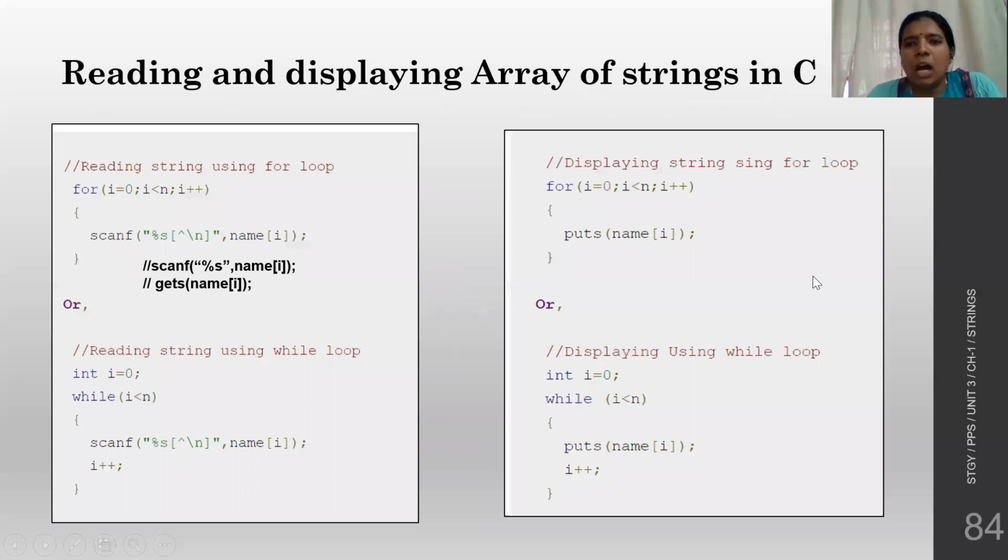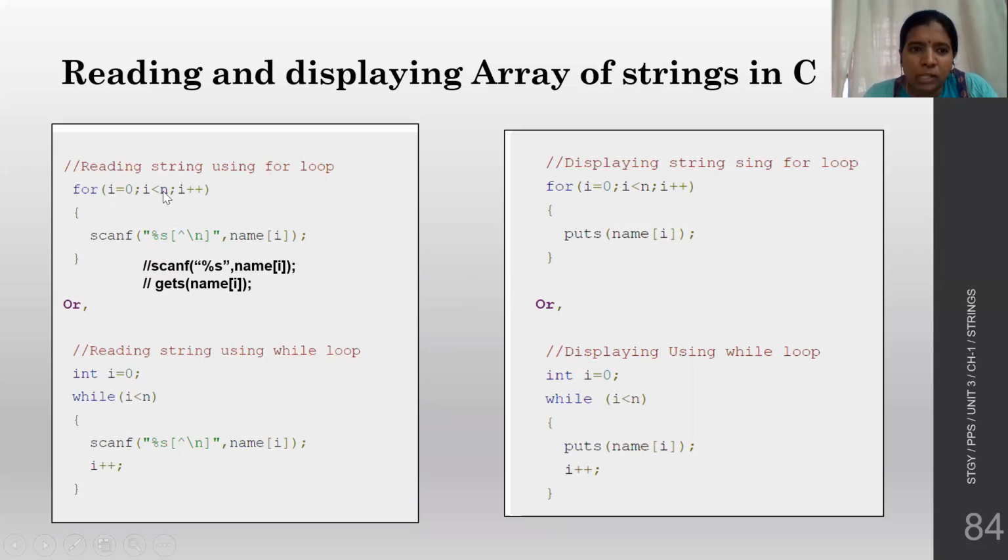Now, how do you read and display an array of strings? Generally, arrays of strings are implemented as one-dimensional arrays, which means you just require one for loop and you use %s, because %s inherently has the capability to read a string. So how do you read it?